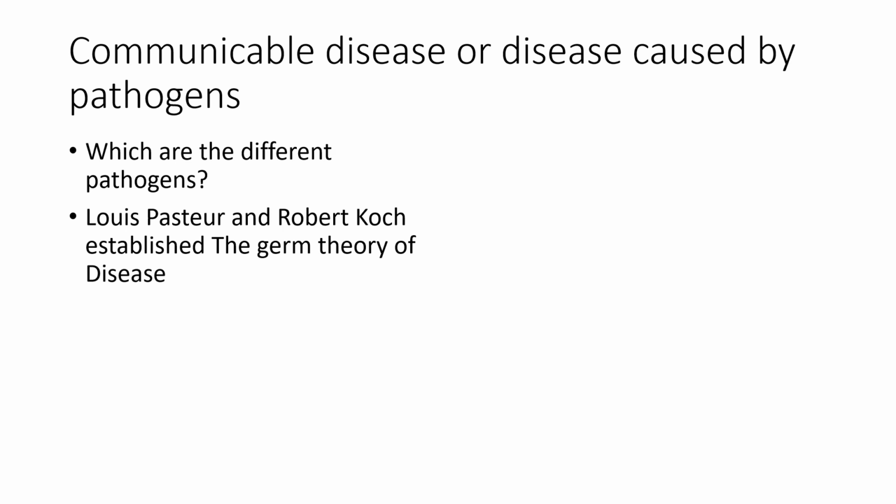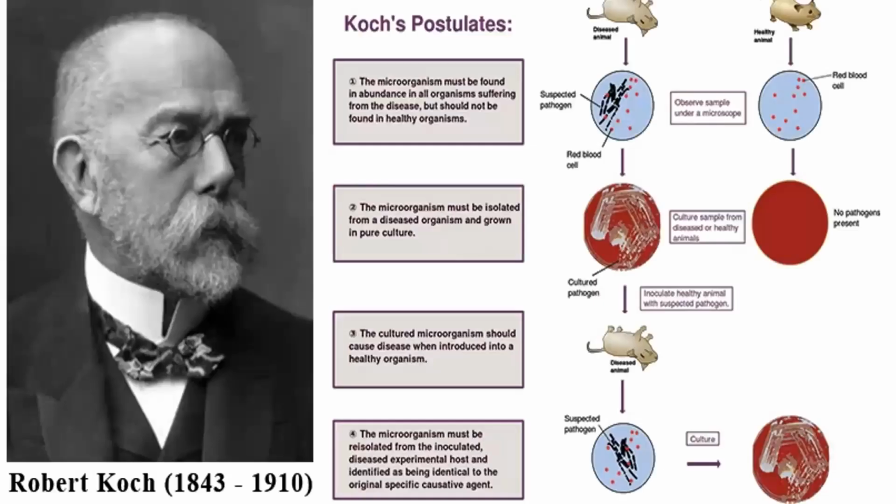It's easy to understand. Robert Koch gave postulates for pathogenic disease. Pathogenic disease means diseases which are caused because of pathogens. So these are the postulates. No need to write, easy to understand.